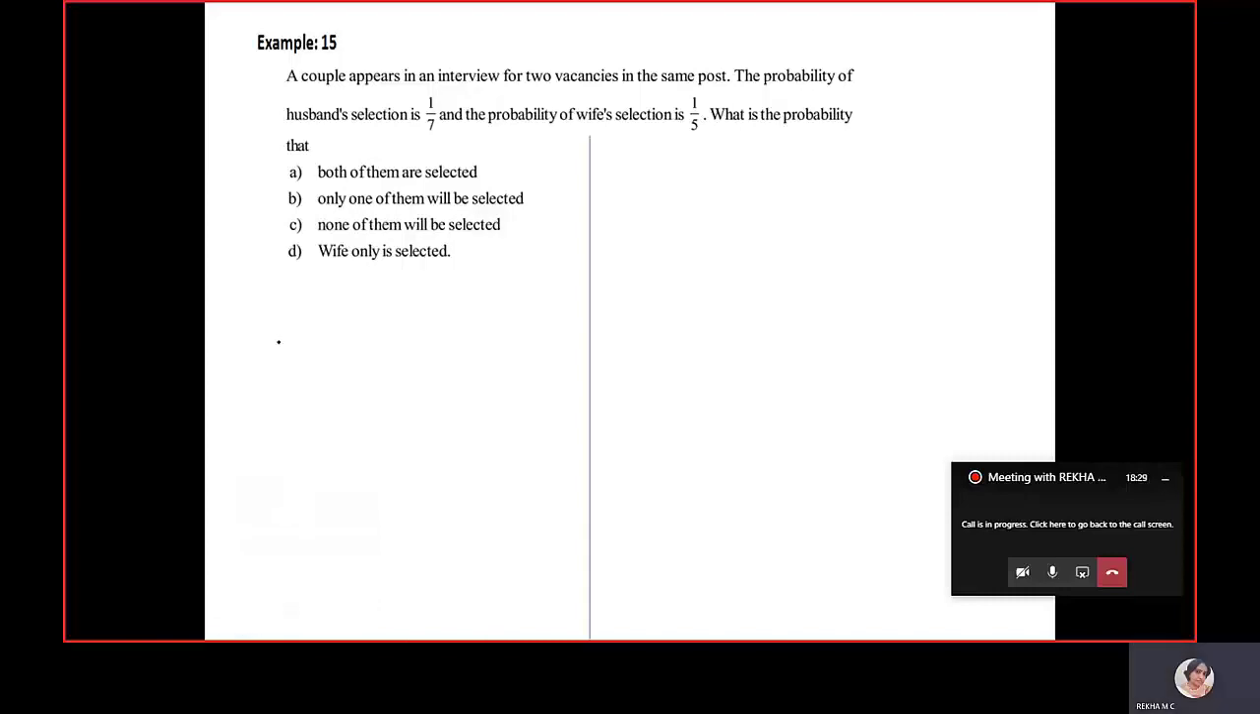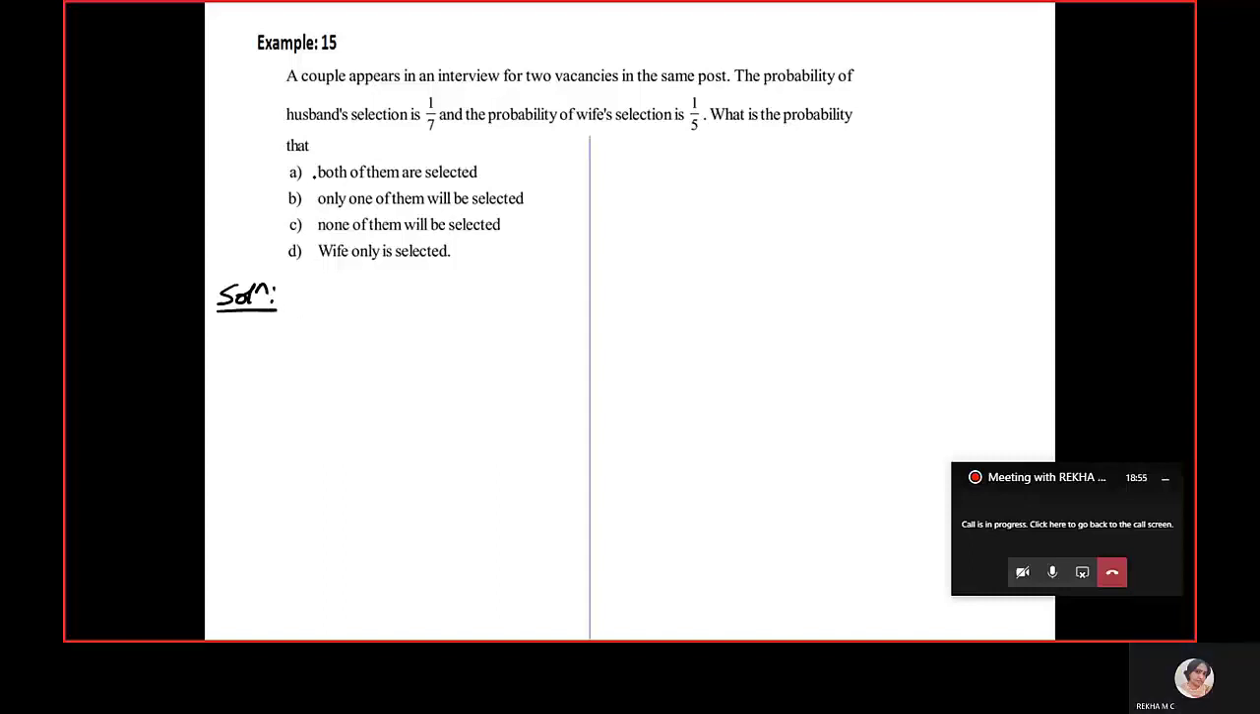A couple appears in an interview for 2 vacancies in the same post. The probability of husband selection is 1 by 7 and the probability of wife's selection is 1 by 5. What is the probability that sub-question A, both of them are selected, sub-question B, only one of them will be selected, sub-question C, none of them will be selected, sub-question D, wife only is selected?